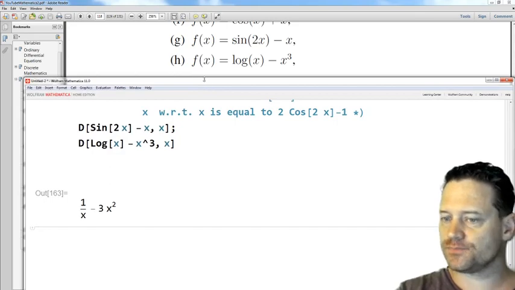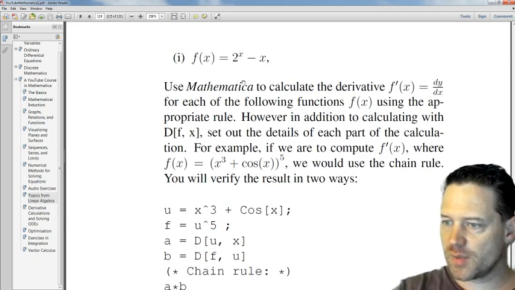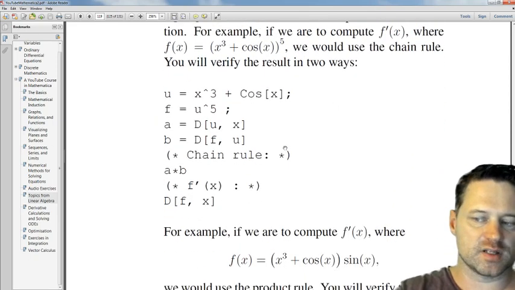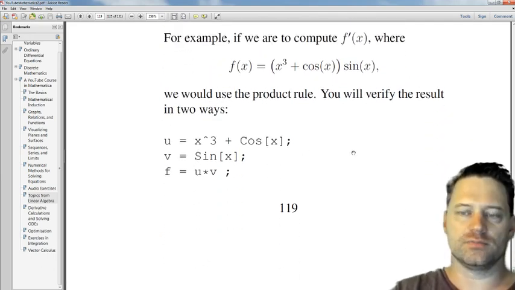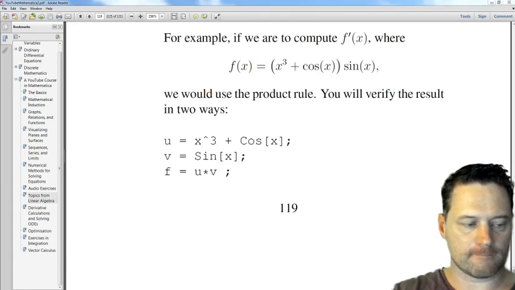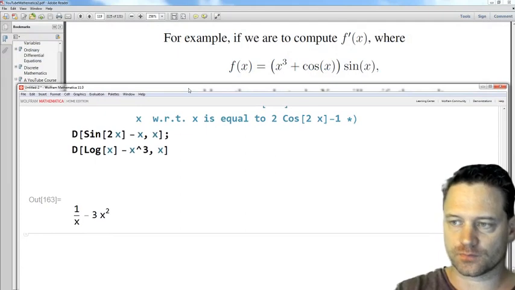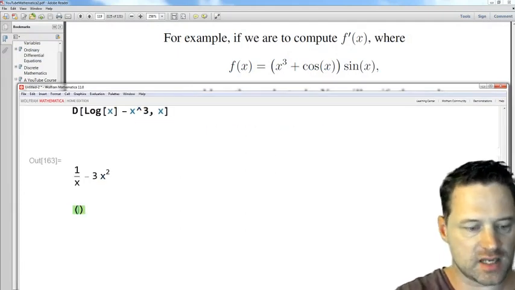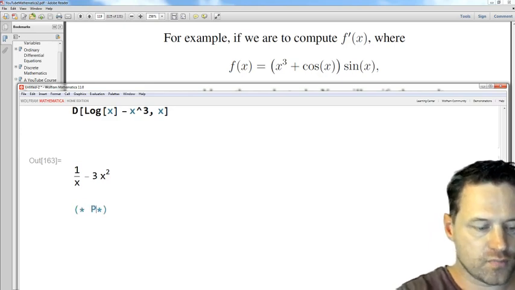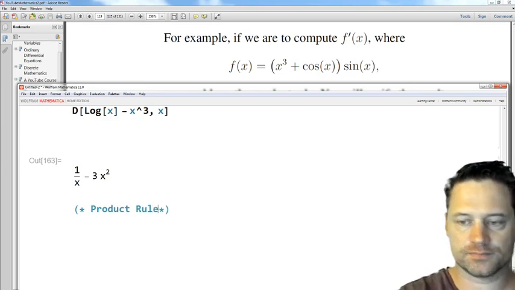Now, let's go down and talk about, well, this is just another example of the chain rule, so I'll leave that one to you. And let's go down and look at the product rule. So the product rule. Now, let's write this in comment form. Product rule.